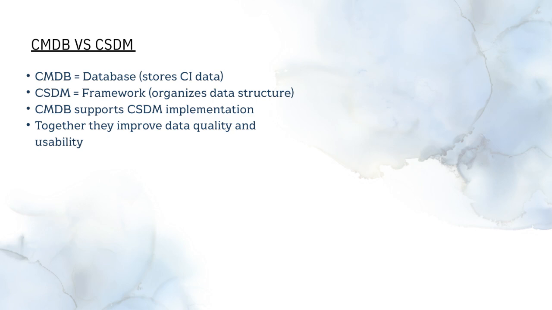So, in essence, the CMDB is the storage and the CSDM is the organizational plan. Both are crucial, one for holding the data, and the other for making sense of it and ensuring it aligns with our overall IT strategy. This synergy ultimately supports better decision-making and more efficient IT operations across the organization.